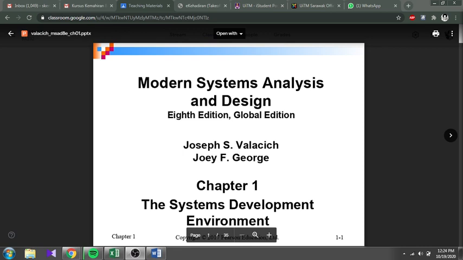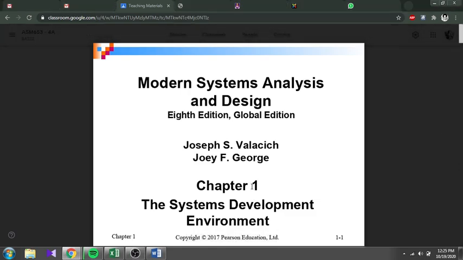Okay, without further ado, I will go for chapter 1, System Development Environment. This one is about system development environments.